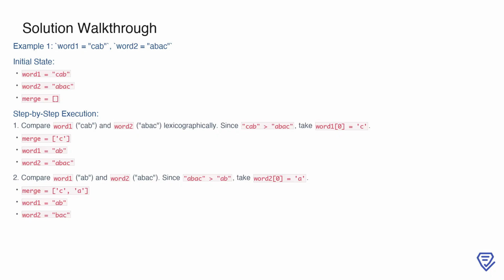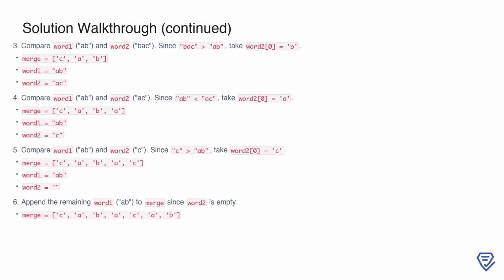This time, ABAC is greater, so we take the first character of word 2, which is A, and append it to merge. Now, merge becomes C, A, and word 2 is updated to BAC. Continuing the comparisons, we now have word 1 as AB and word 2 as BAC. Since BAC is lexicographically greater than AB, we take the first character of word 2, which is B, and add it to merge. This updates merge to C, A, B, and word 2 is reduced to AC.